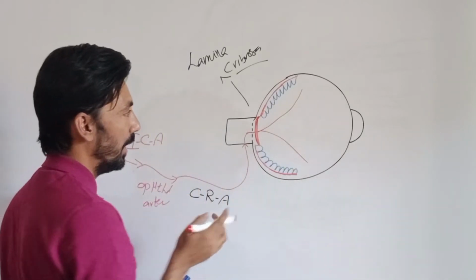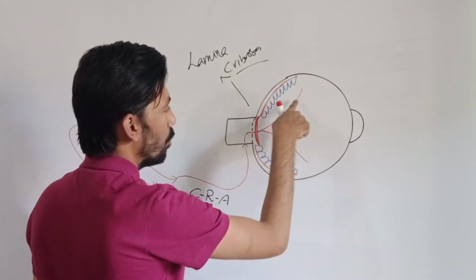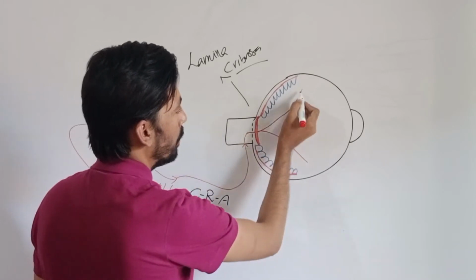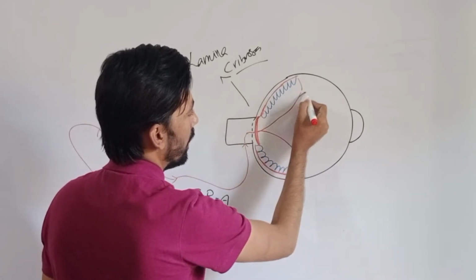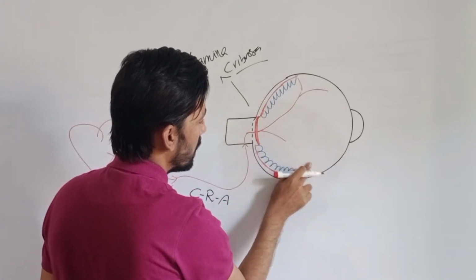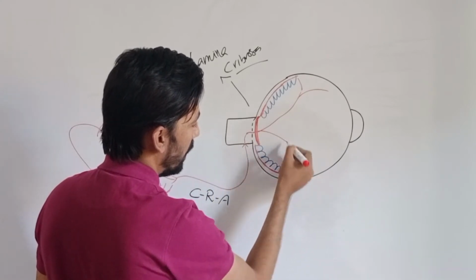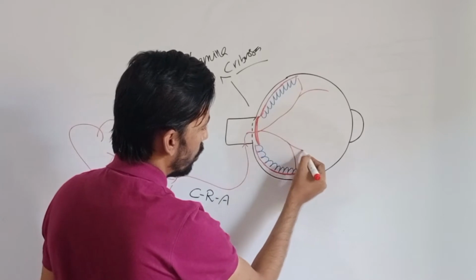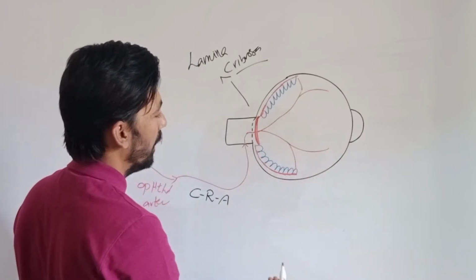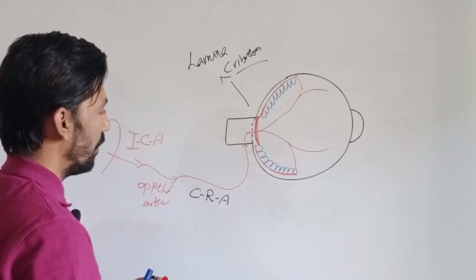in the retina, right? And this superior branch will divide into two, superior nasal and superior temporal, and this inferior branch will divide into inferior nasal and inferior temporal, right? So this is about the central retinal artery.